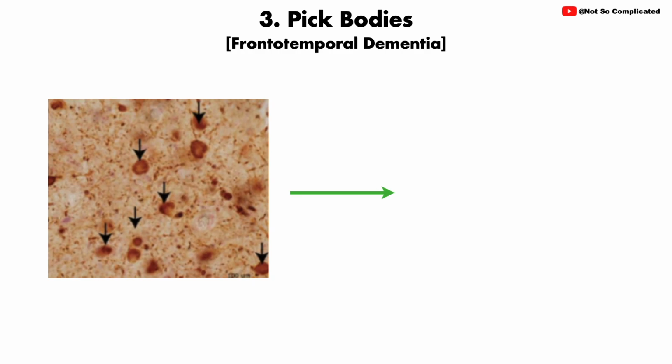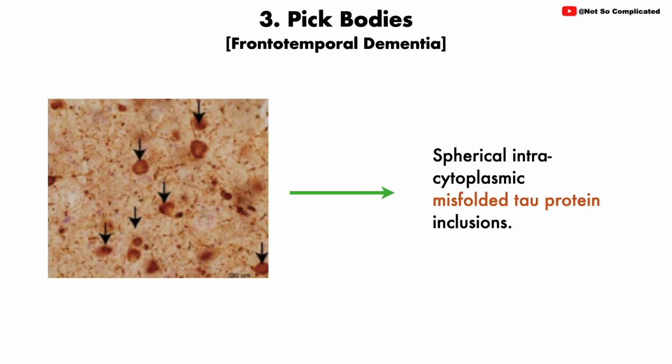So the third one we have is Pick bodies, and they are typically present in frontotemporal dementia, and they look like this. The structures are spherical, intracytoplasmic, misfolded tau protein inclusions.